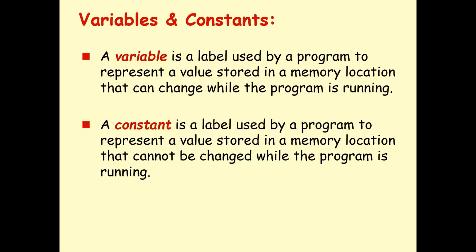Okay guys, the basics still hold true. We've got variables in C# and we've got constants, and that's what we're going to be concentrating on today. So a variable, as we should know, is a label used by a program to represent a value stored in a memory location that can change while the program is running. And a constant is very similar, except once you set a constant, it cannot be changed while the program is running, although obviously the programmer can still change it when they first create that constant.